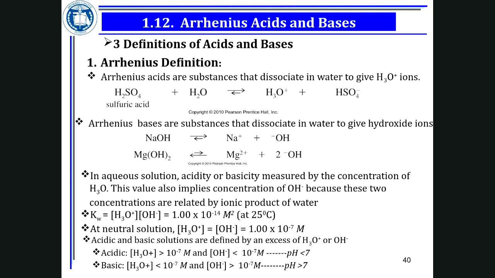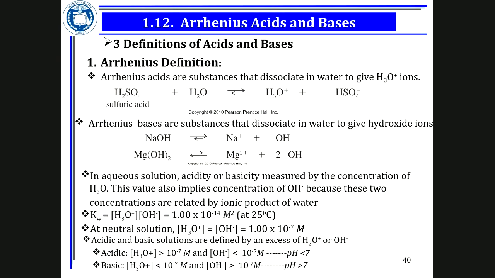Definitions for acids and bases. Arrhenius acid releases hydrogen ions in water. Arrhenius base is going to release OH in water. Then we have other definitions for acids, that is Lewis acid or Lewis base. Lewis acid is going to accept electrons, and Lewis base is going to donate electrons.